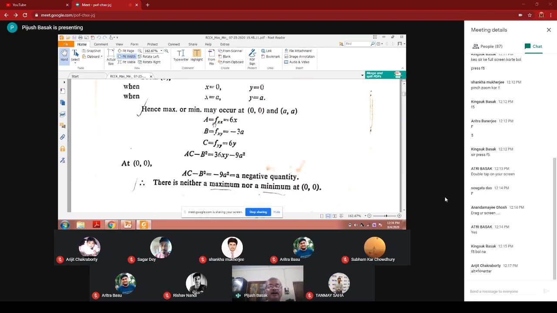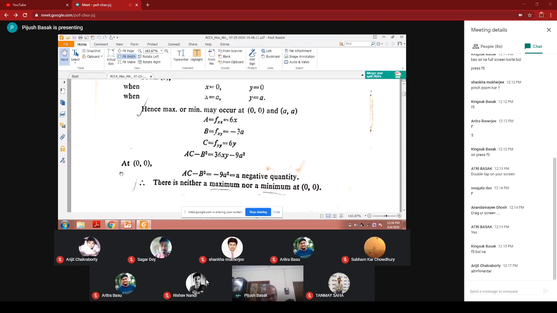From the curve, A is equal to f_xx is equal to 6x, B is equal to f_xy. You can take the partial derivative and find this one. And so AC minus B square is 36xy minus 9 square. But we have studied that AC minus B square should be greater than 0 for maximum or minimum.